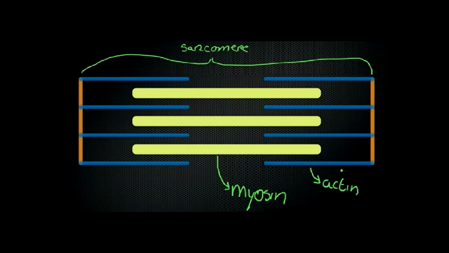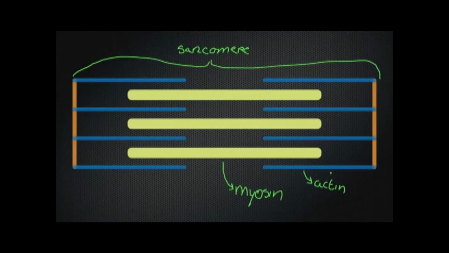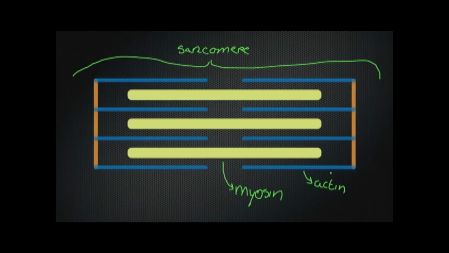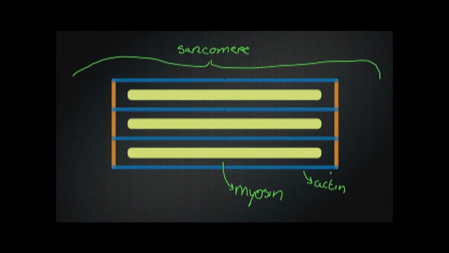The motor neuron releases neurotransmitter that stimulates calcium release. When that happens, the filaments slide against each other, shortening the sarcomere and contracting the muscles.